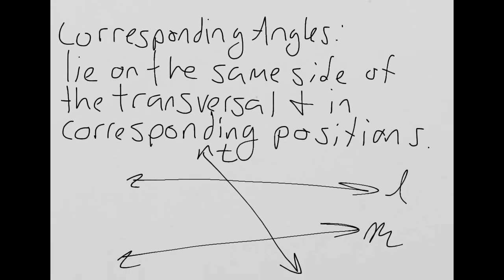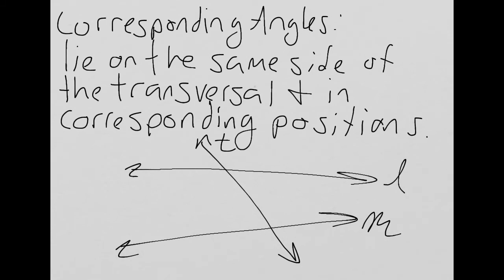Next, let's look at corresponding angles. Corresponding angles lie on the same side of the transversal and in corresponding positions. So, for example, angles 1 and 2 would be corresponding angles. Angles 3 and 4 would be corresponding. Angles 5 and 6 would be corresponding. And angles 7 and 8 would be corresponding angles.